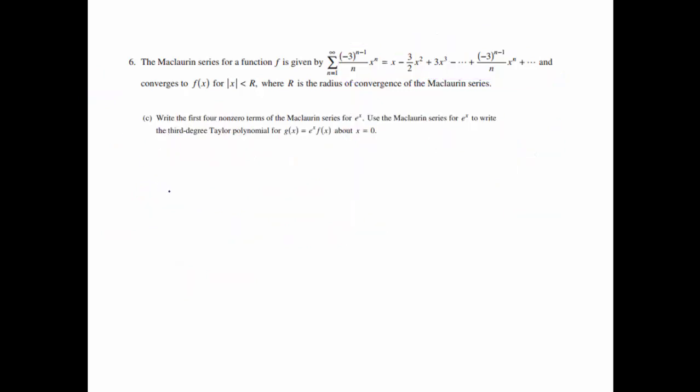Okay, part C. Write the first 4 non-zero terms of the Maclaurin series for e to the x. Use the Maclaurin series for e to the x to write the third degree polynomial for g of x equals e to the x times f of x about x equals 0. So this is another case, I know we had it in our multiple choice problems, where we needed to know what e to the x is. So this would definitely be worth memorizing. The first 4 terms of e to the x are 1 plus x plus x squared over 2 factorial plus x cubed over 3 factorial. So it said to write the first 4 non-zero terms of the Maclaurin series. That was worth 1 point.